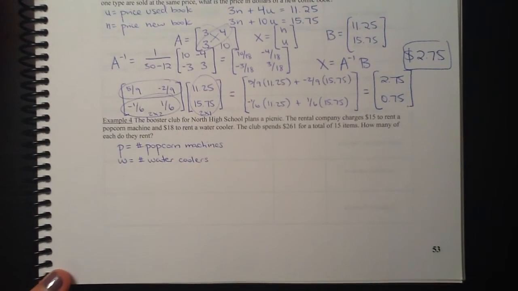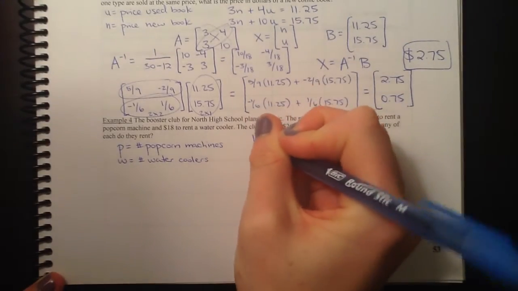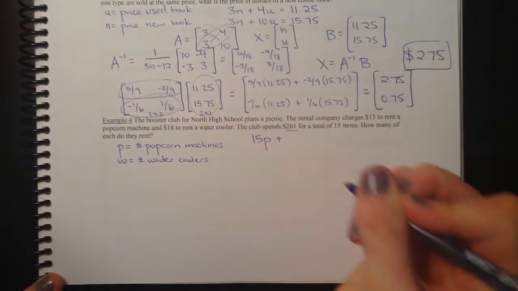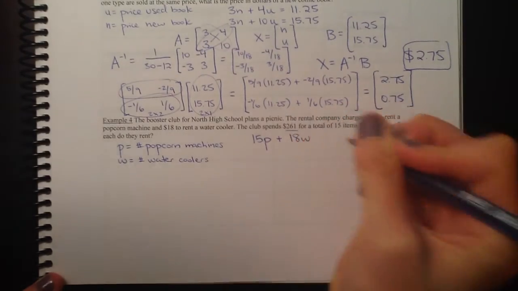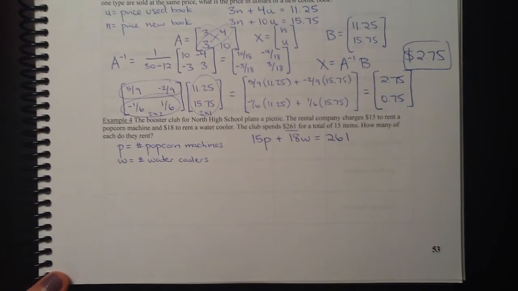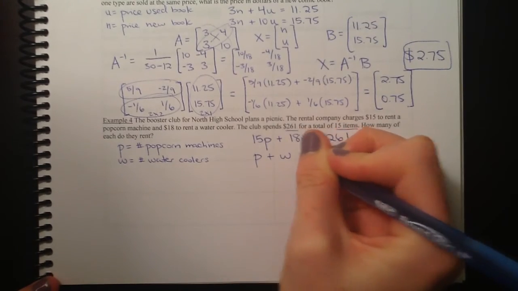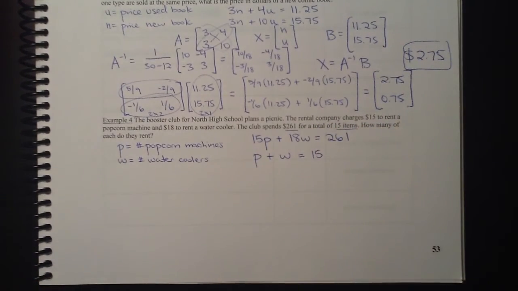Okay, so let's set up our equation. So the club spends $261. So you're going to have one equation that represents the amount of money. So it was $15 per popcorn machine plus $18 per water cooler, ends up spending a grand total of $261. And then there's a total of 15 items, which means the number of popcorn machines plus the number of water coolers was a total of 15 items. So that's our system of equations. So how many of each do they rent?